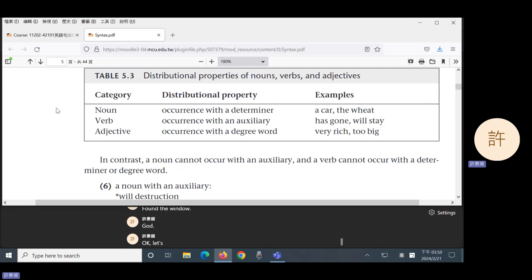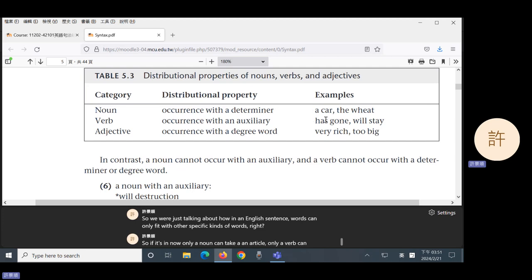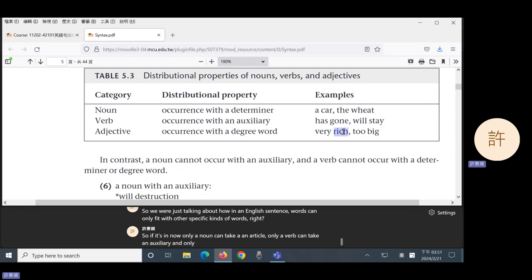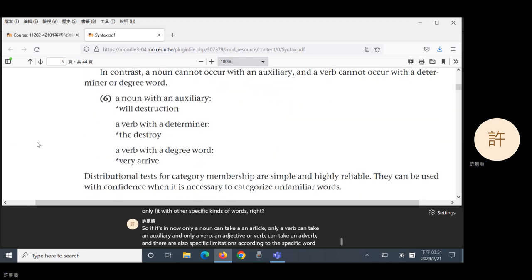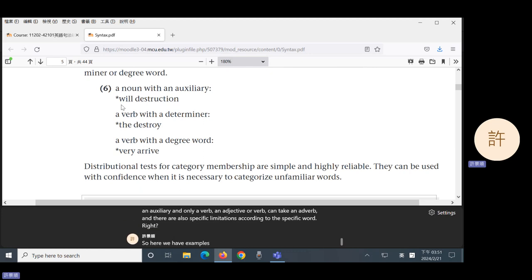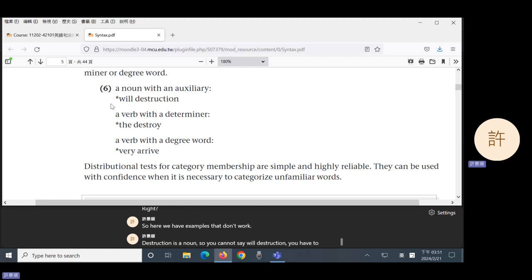Okay, let's continue. So we were just talking about how in an English sentence, words can only fit with other specific kinds of words. Right? So if it's a noun, only a noun can take an article, only a verb can take an auxiliary, and only an adjective or verb can take an adverb. And there are also specific limitations according to the specific word. Right, so here we have examples that don't work. Destruction is a noun, so you cannot say will destruction, you have to say will destroy.